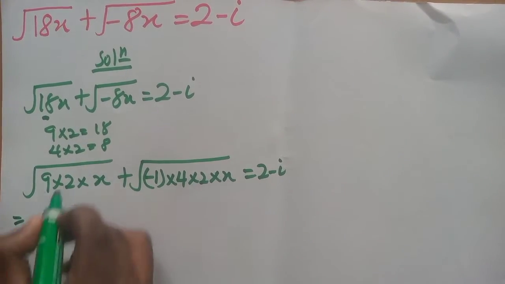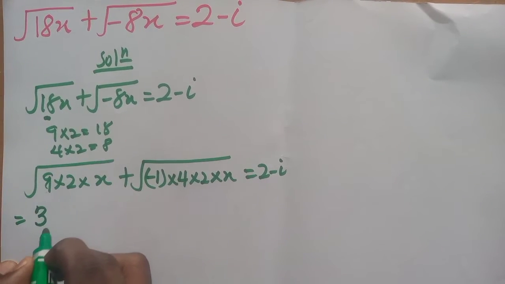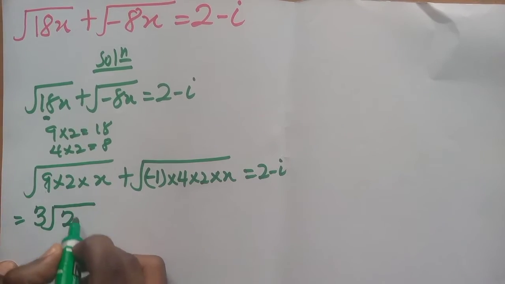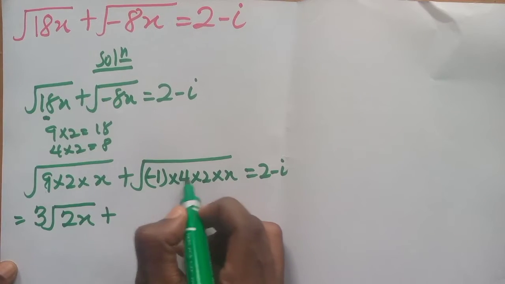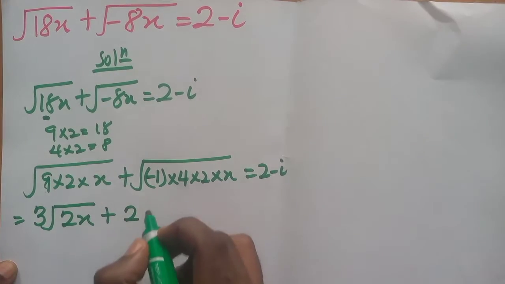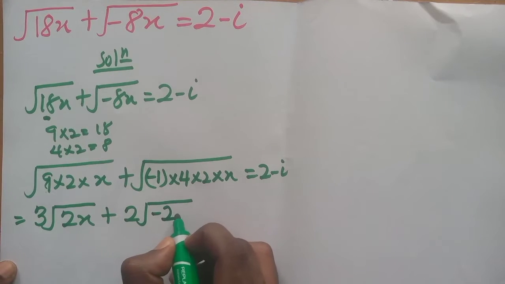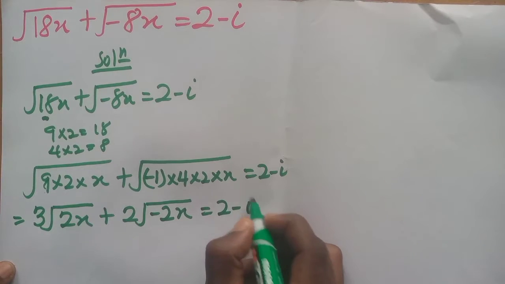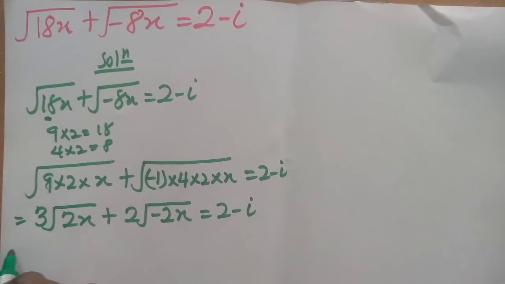Now what is the square root of 9? The square root of 9 is 3, so it comes out as 3, and what is left inside is just 2x. Plus, the square root of 4 is 2, so we bring the 2 out, and what we are left with is minus 2x, being equal to 2 minus i. Right, so we can further simplify this.